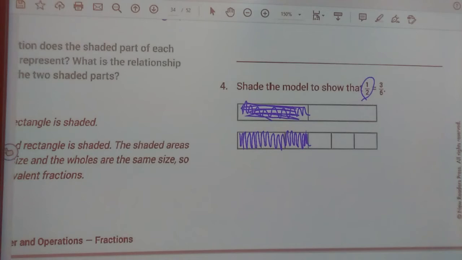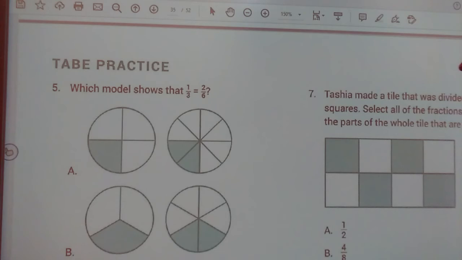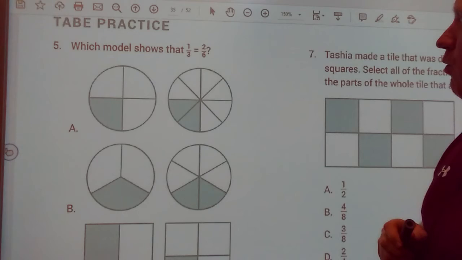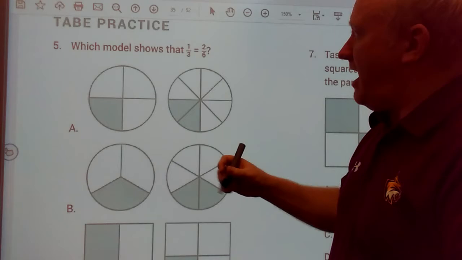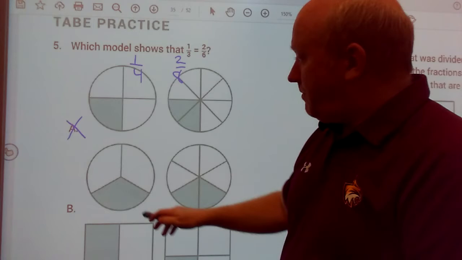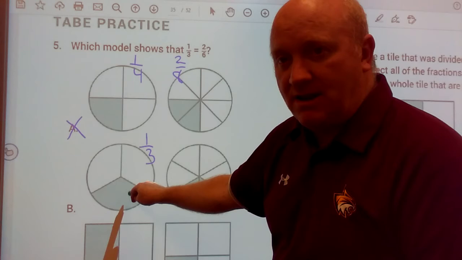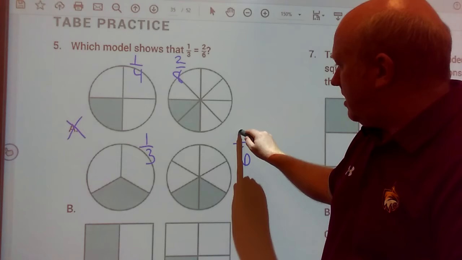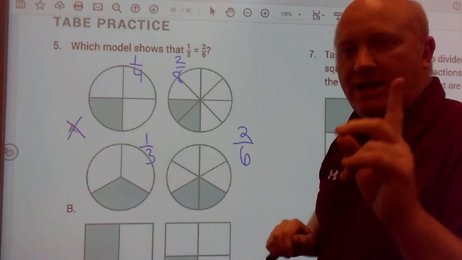Okay, now, which model shows that 1/3 is equal to 2/6? Okay, now let's look at A. A, I got 1 over 4 and 2 over 8. Are those equal? Nope. Let's look at letter B. B, I got 1 over 3. Okay, got 3 equal parts, 1 shaded. Here I got 6 equal parts, 2 shaded. Look at that. Do these two numbers match those two numbers? Yes. So the answer is B.